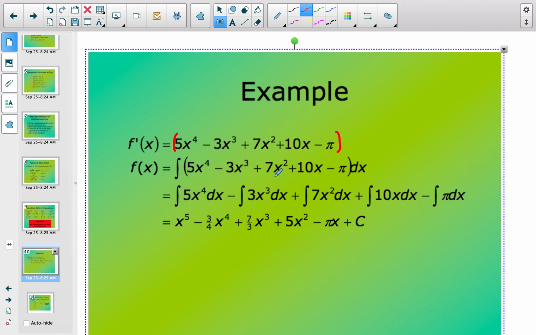And then with the 7x to the 2nd, we go through on that, right? We add 1 to the exponent and then divide by the new exponent 3 to get 7/3 x cubed. And similarly with the 10x to get 5x squared, and the pi to get pi x, and then make sure, of course, always to include your plus c on that. Okay?